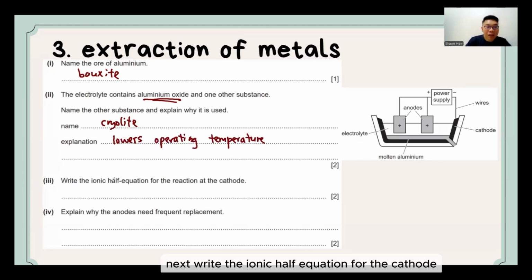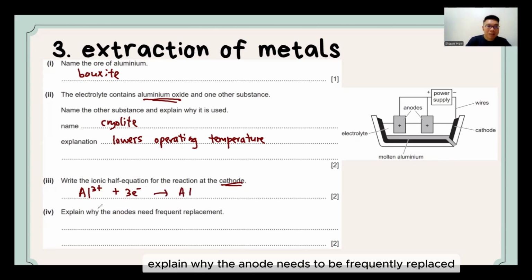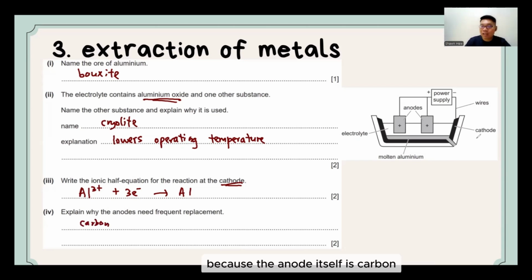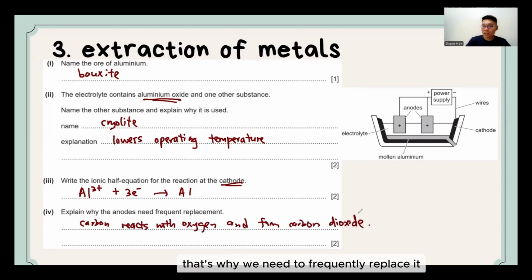Next, write the ionic half equation. Cathode. At the cathode here we only have one cation. It will gain electrons to form aluminium, the pure metal. Explain why the anode needs to be frequently replaced. Because the anode itself is carbon, it will react with oxygen and form carbon dioxide. That's why we need to frequently replace it.